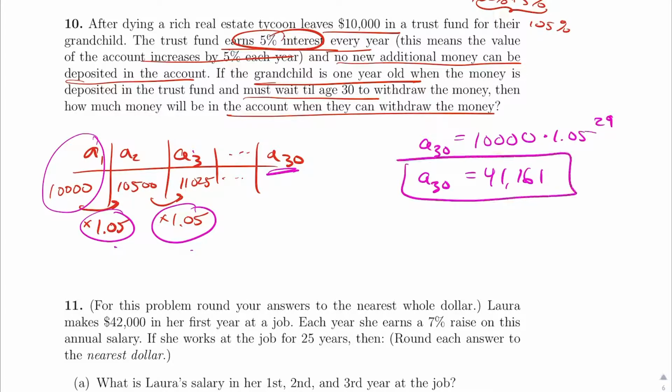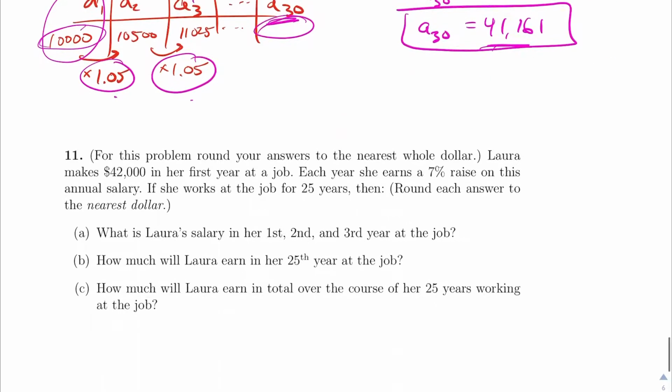So the account has grown tremendously in those years, from $10,000 to $41,161. This is a little bit of a benefit for why saving money is useful. Or saving money in the proper retirement accounts, proper interest-bearing accounts is useful. For this problem, round your answers to the nearest whole dollar.